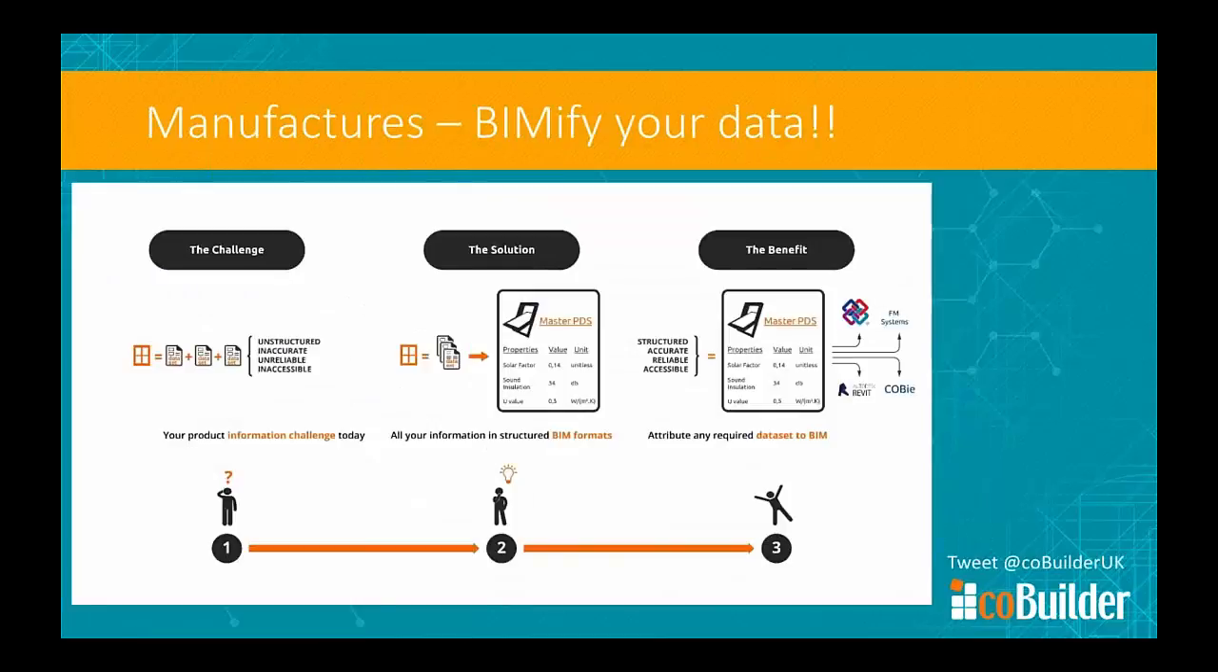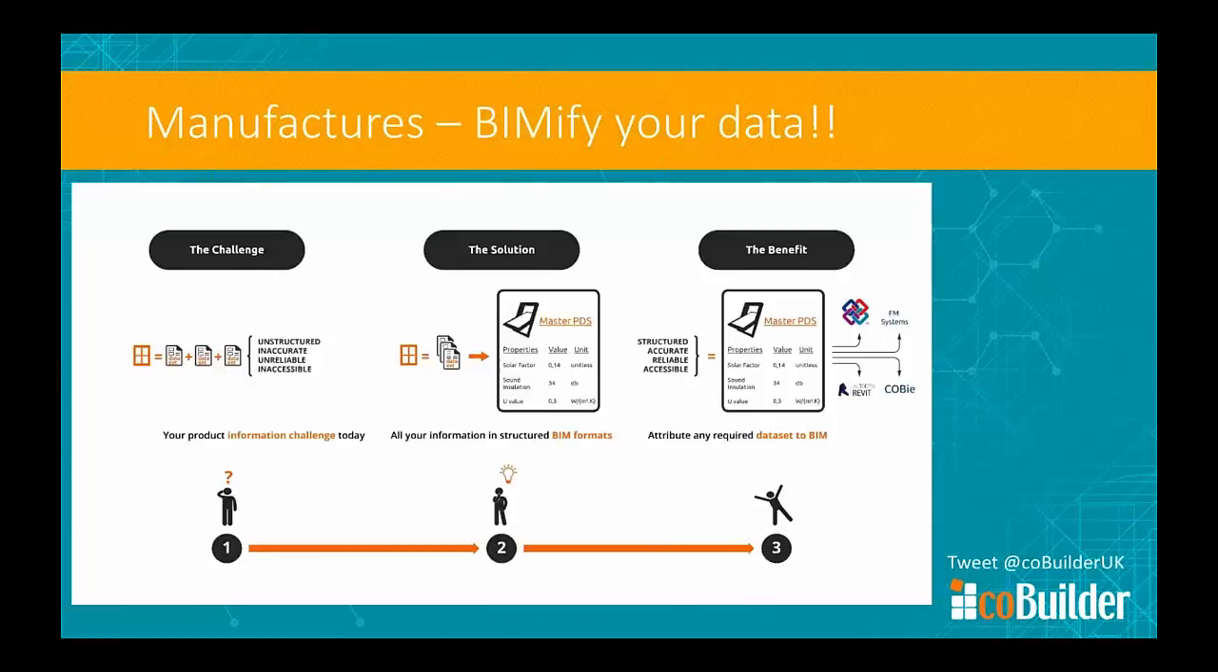So how do we get it? And this is what I'm working on at coBuilder, is to help the industry access the products, the actual product data, the DNA. So the challenge at the moment is we have all this information. Manufacturers have all the information and all the data already. It just sits in PDFs. So it's unstructured, unmachine-readable, and inaccessible, in effect.